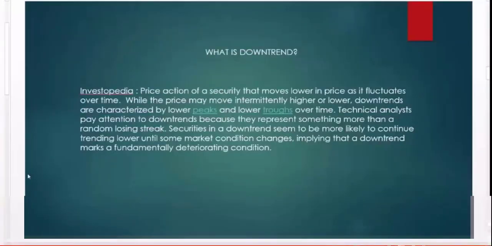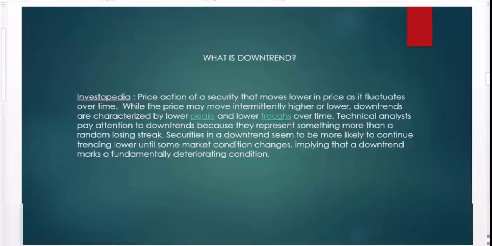Now let's find out what is a downtrend. Based on Investopedia, it is the price action of a security that moves lower in price as it fluctuates over time, while the price may move intermittently higher or lower. Downtrends are characterized by lower peaks and lower troughs over time. In technical analysis, pay attention to downtrends because they represent something more than a random losing streak. A security in a downtrend seems more likely to continue trending lower until some market condition changes, implying a downtrend marks a fundamentally deteriorating condition.